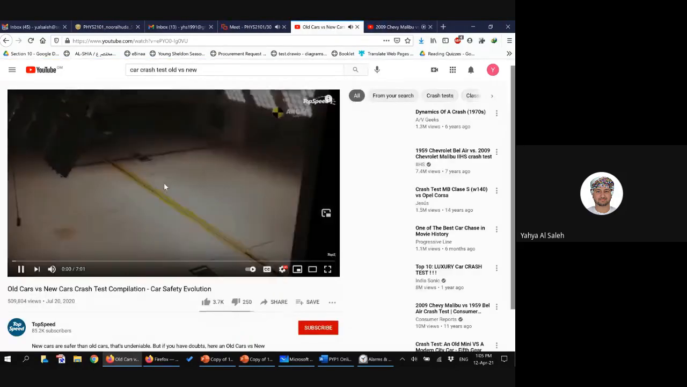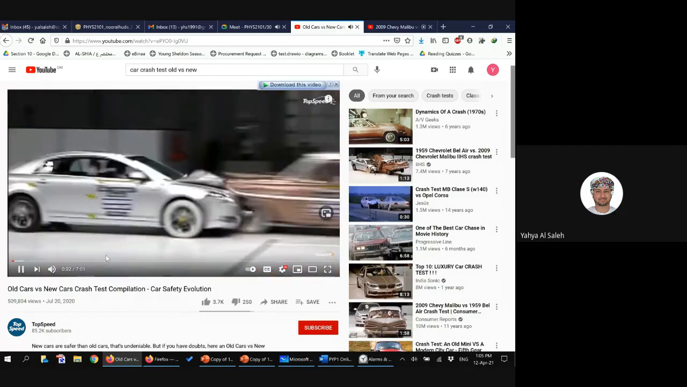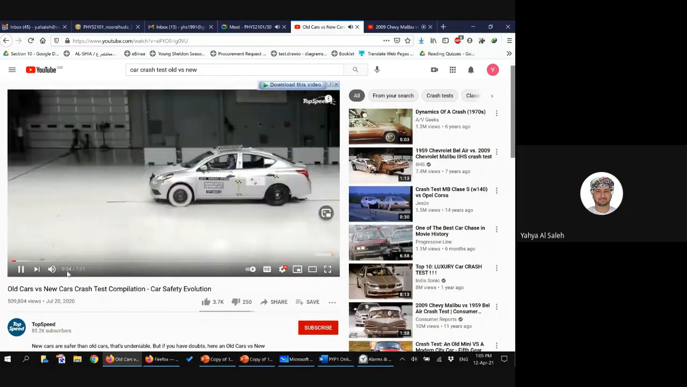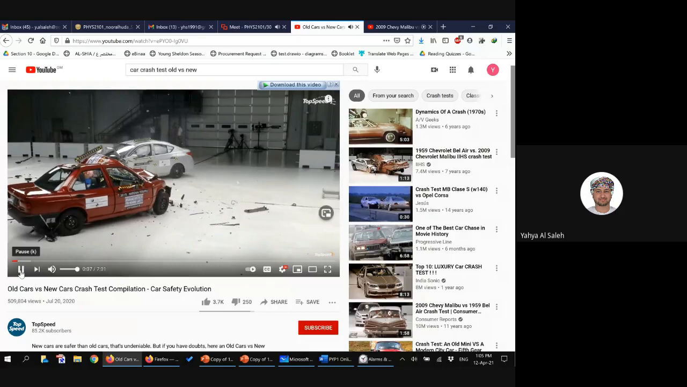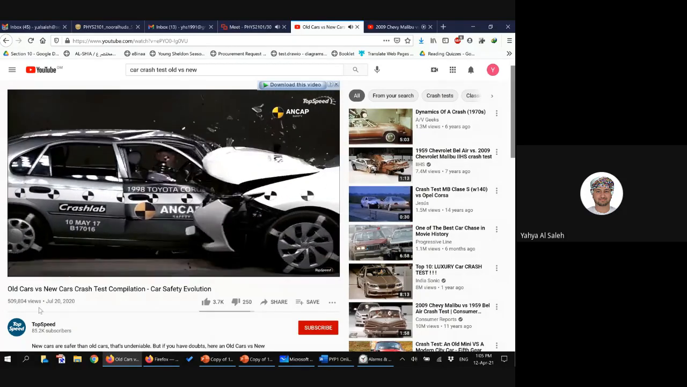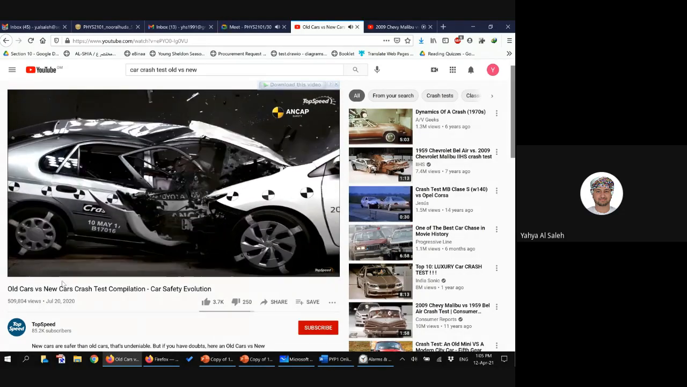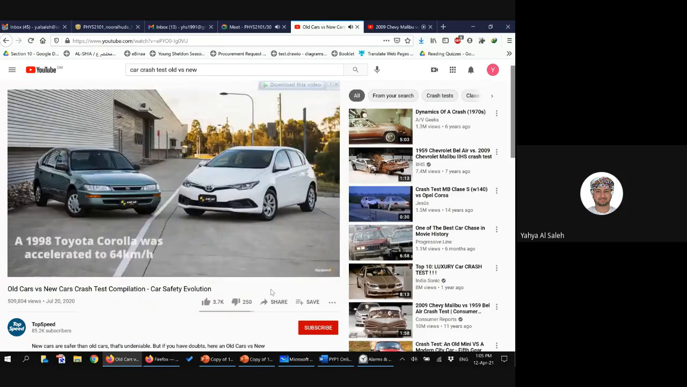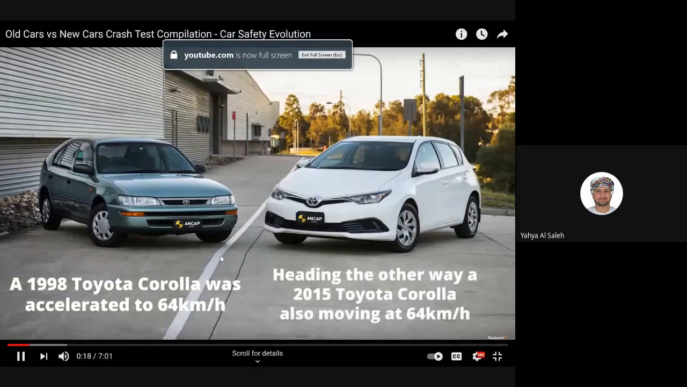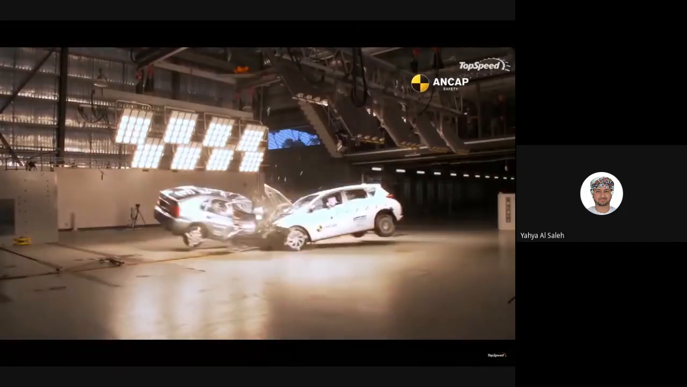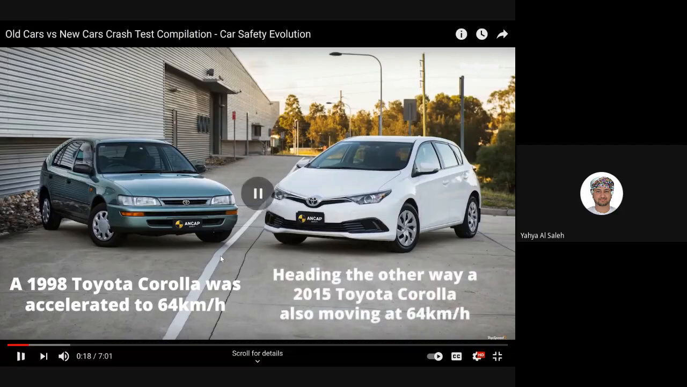Okay, here we go. There we go. Look at the old car versus the new car. So a 1998 Corolla and a 2015 Corolla at exactly the same speed, 64 kilometers per hour, but in opposite directions.